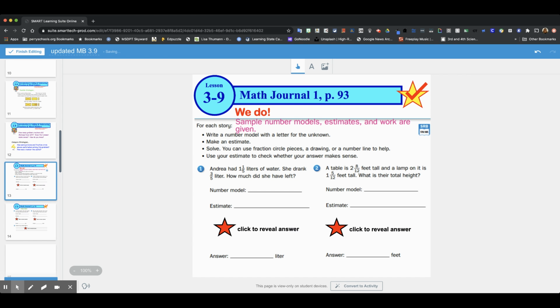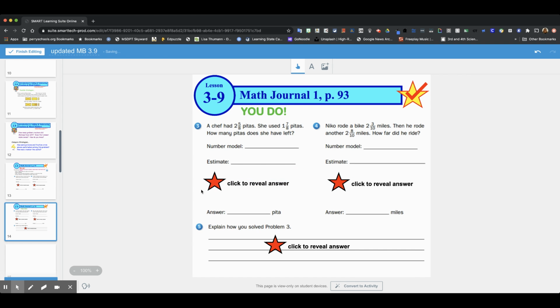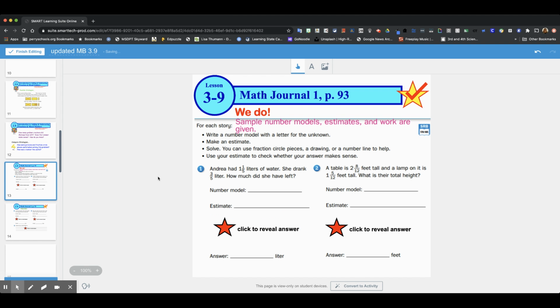Okay, so let's do this together, and then you're going to do this part. So it's telling us to write a number model with a letter for the unknown, make an estimate, solve. Again, you can use fraction circle pieces. You can draw. You can use a number line. You can use your division. You can use the tricks I've shown you. Whatever strategy works best for you. Now, I want you to know that these are sample number models. They're sample estimates, and the work given is sample because there are different strategies. The answer, though, should be the same no matter what strategy you use.